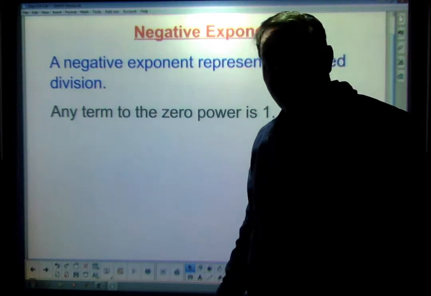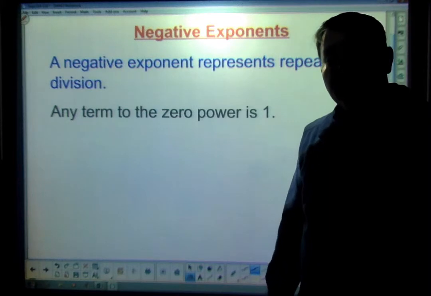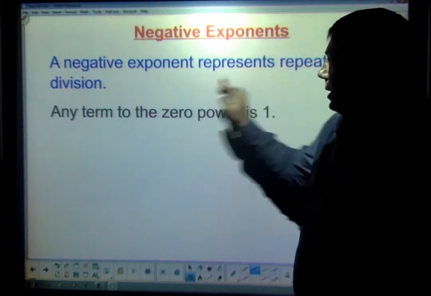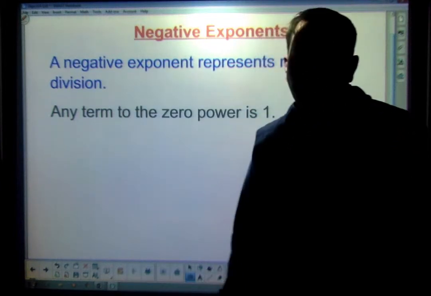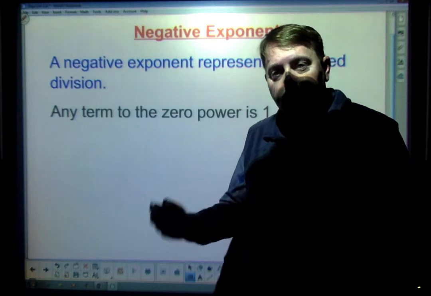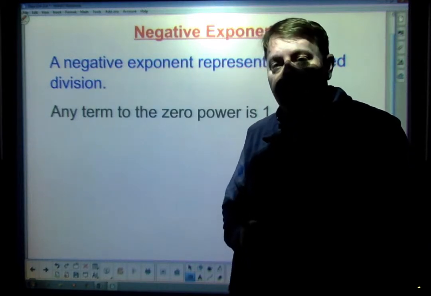Hi, today we're going to do a lesson on negative exponents and a couple different rules that I want you to learn here that will go along with that. First of all, a negative exponent represents repeated division, and I'll show you how that works here in a little bit. But repeated division, if you have a positive exponent like 2 to the third power, it means you're multiplying the factor of 2 together 3 times.